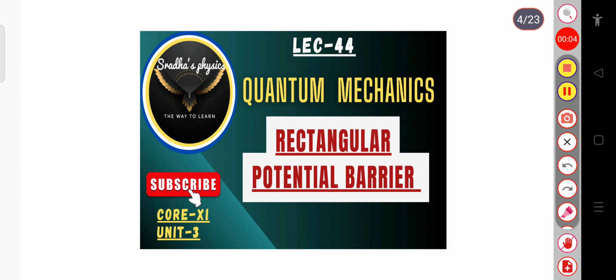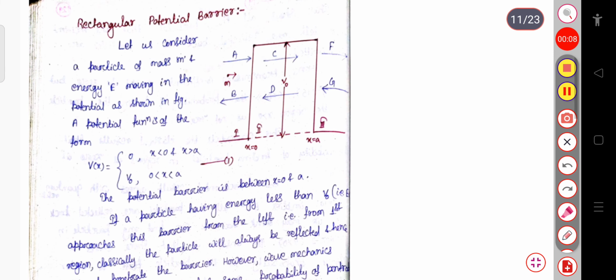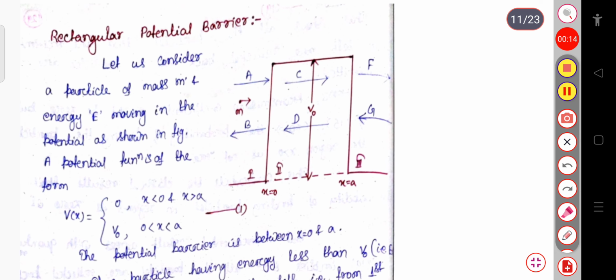In this part we will see the rectangular potential barrier. So now let us first discuss what this rectangular potential barrier is. Here you can see this axis represents the x coordinate and this axis represents the potential axis V. This is your x equal to 0 point and this one is your x equal to a point. This one is your region 1, this is region 2 and this is your region 3.